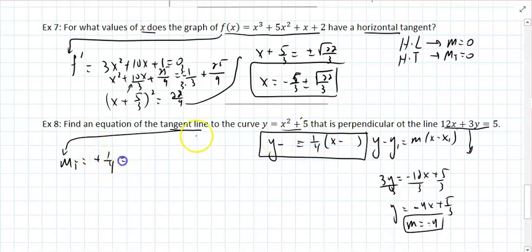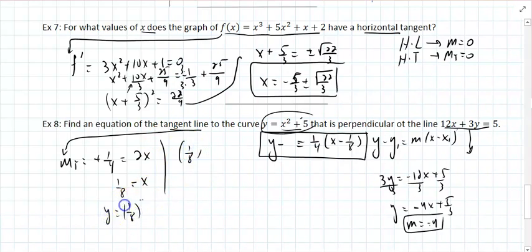So how do I find the slope of the tangent? I take a derivative. The derivative of this is 2x. So that means x must be 1/8. Well, there's 1/8. And if x equals 1/8, how do I find y? Y would be 1/8 squared plus 5. That would be 1 over 64 plus 5. And what is that? That would be over 64. 64 times 5, 20, 320 plus 1, 321.